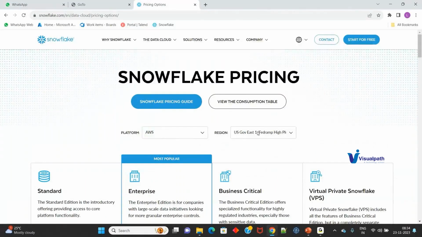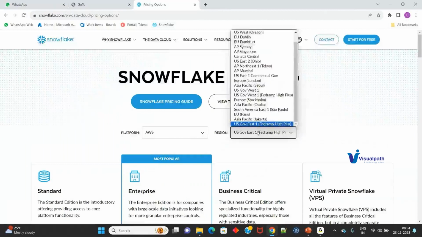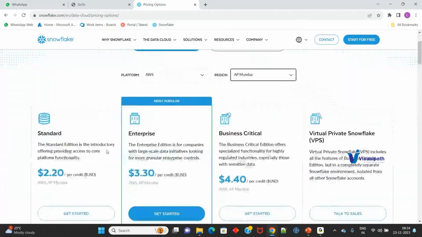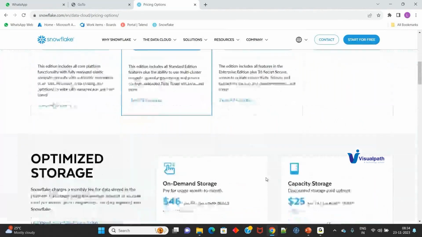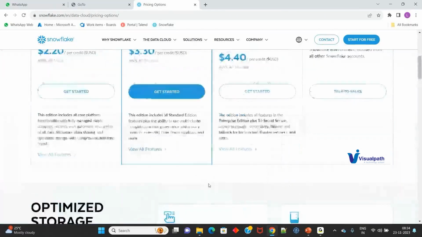So that point we understood. In the same cloud, it will differ from region to region. So if I go to AP Mumbai, which is in India, we can see the ranges are like this, and $46, $25. So in this way it differs.